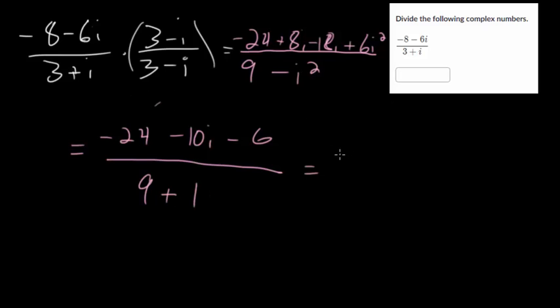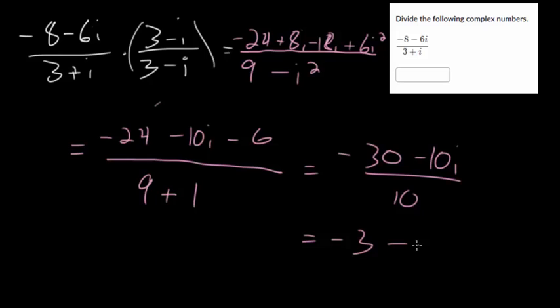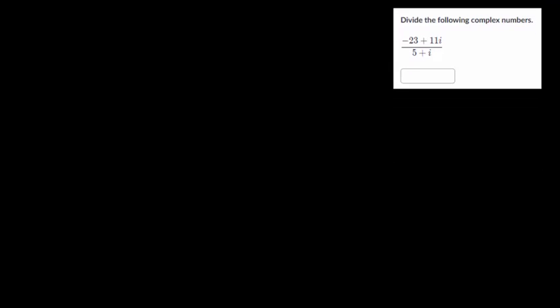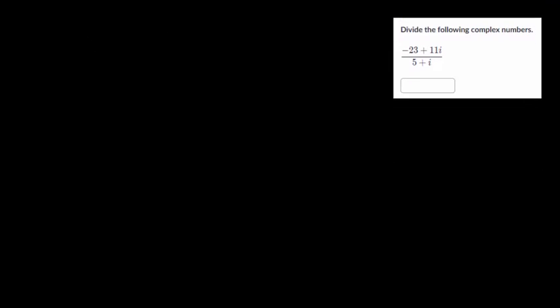Now simplifying further, you get minus 30 minus 10i over 10. And 10 divides into both of these. Minus 30 divided by 10 is minus 3. And minus 10i divided by 10 would be minus i. So when you divide these, minus 3 minus i would be our final answer. But let's keep moving. And we're just going to be doing the same process.